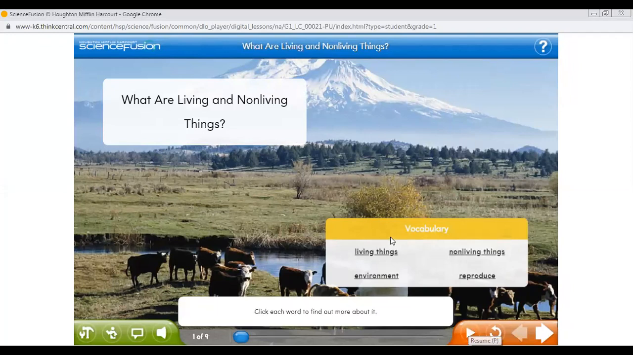Click each. So in this lesson, you're going to learn the vocabulary that is about the living things, non-living things, environment, and reproduce. So you're going to learn about these 4 words in this lesson. In the lesson, what are living things and non-living things? So let's see. Word to find out more about it. So first, let's see what is a living thing.